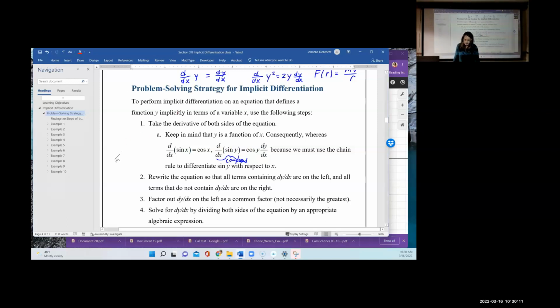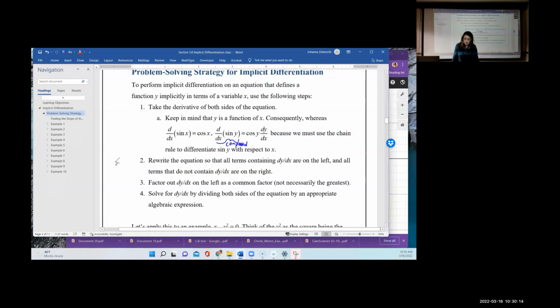After you do the derivative of the left side and the right side, you're going to rewrite the equation so that all the terms that have a dy dx in them are on the left side, and any term that does not contain a dy dx, you'll move to the right. So you're going to isolate all terms that have dy dx on the left. Anything without dy dx goes to the right. You're trying to solve for dy dx.